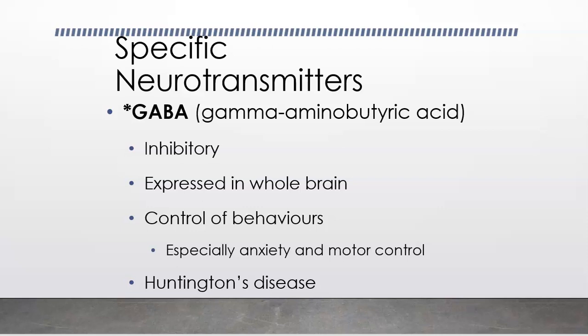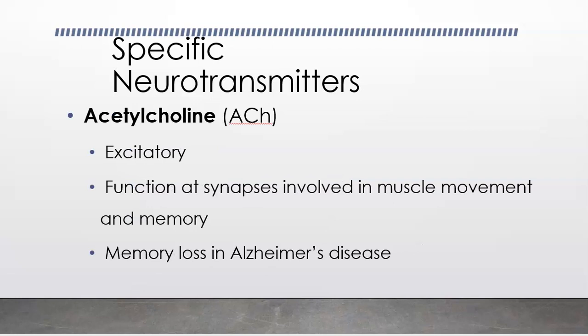Now, another major neurotransmitter is acetylcholine. Acetylcholine is an excitatory neurotransmitter, and it functions at the synapses involved in muscle movement and in memory. So you can see how it's an excitatory neurotransmitter that's involved in muscle movement, whereas GABA was inhibitory and worked with motor control. But like glutamate that had a role in memory, acetylcholine also has a role in memory.